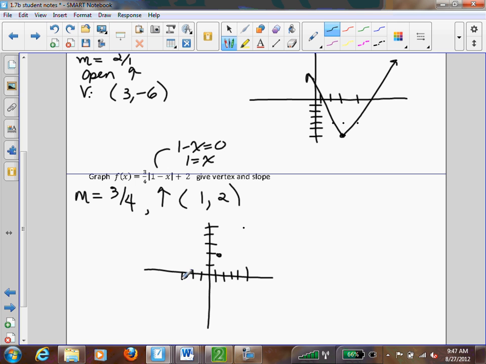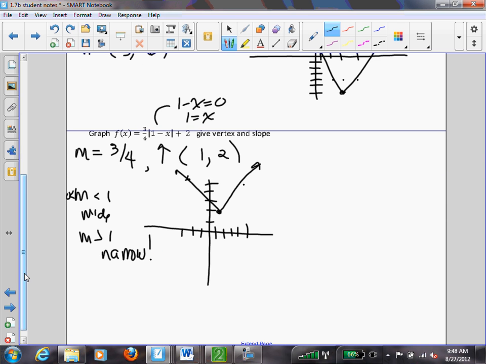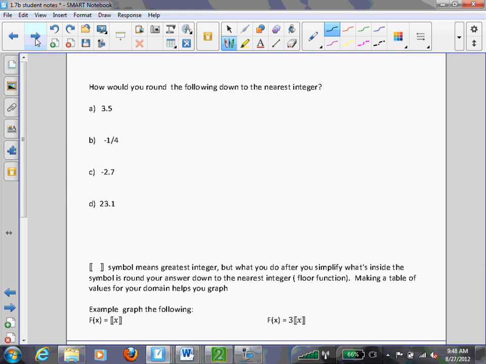So if we have a fraction as our slope, less than 1, do we have a wide or a narrow? Wide. So if the slope falls between 0 and 1, it's wide. And if slope is greater than 1, it is narrow. Nice piece of information to know. Okay? And your vertex is simply shifting. All good? Okay.